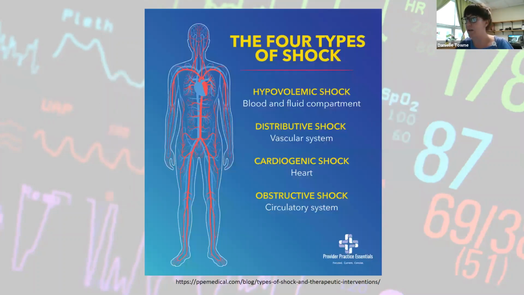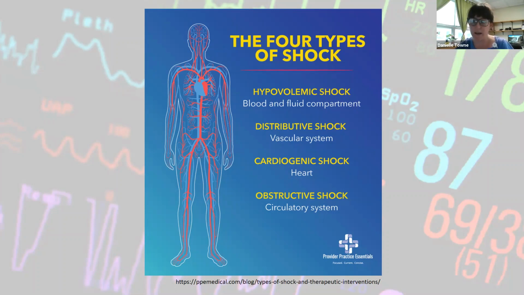Well, using this, there's a lot of different types of shock that we potentially see. So there are four major types. If you think of them kind of as umbrellas, and then there's multiple different types in between most of them. So the four major types, you've got hypovolemic, distributive, cardiogenic, and obstructive shock.